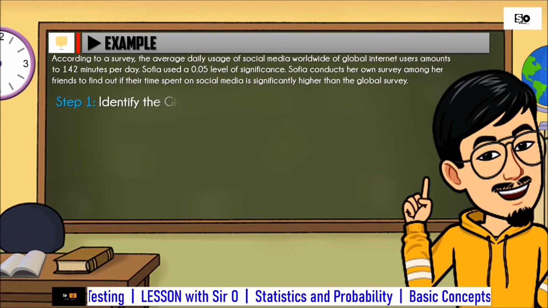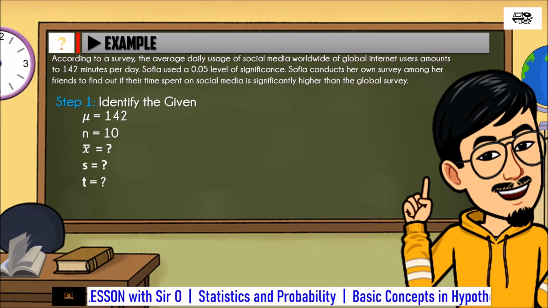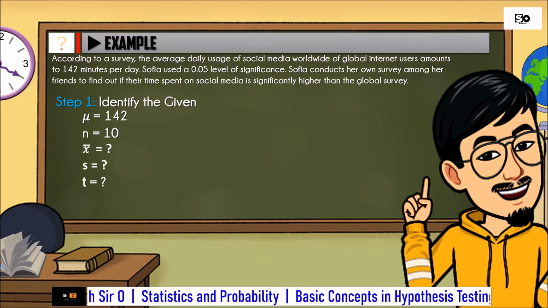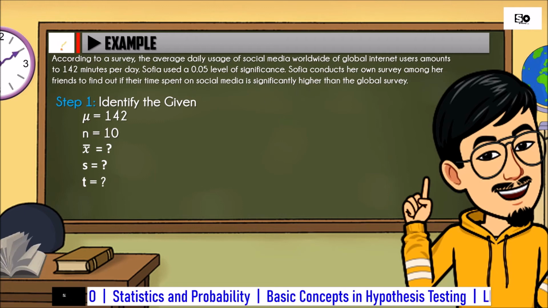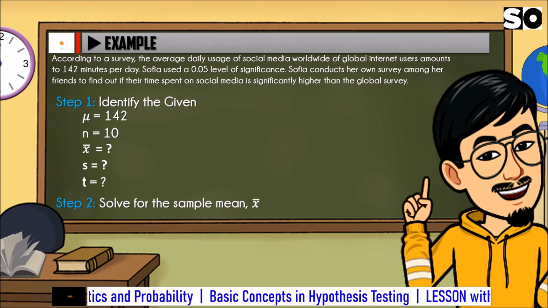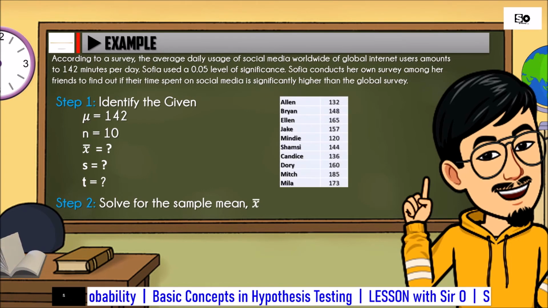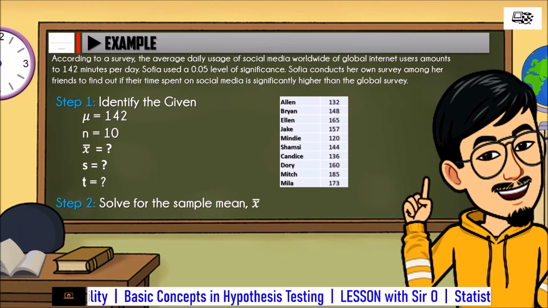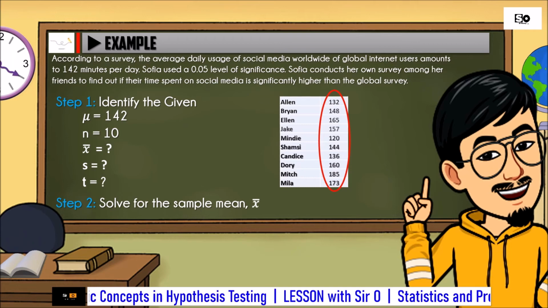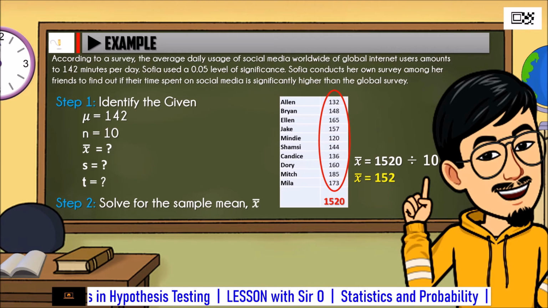Solution. Step 1. Identify the given. Population mean is equal to 142. Sample size is equal to 10. Sample mean, standard deviation, and the t-score are unknown. Step 2. Solve for the sample mean. To solve for the sample mean, add all the given values and divide it by 10. So the sample mean is equal to 152.